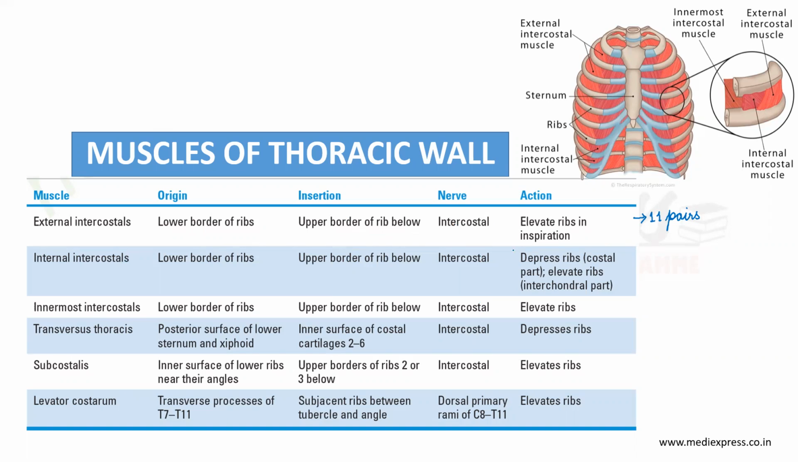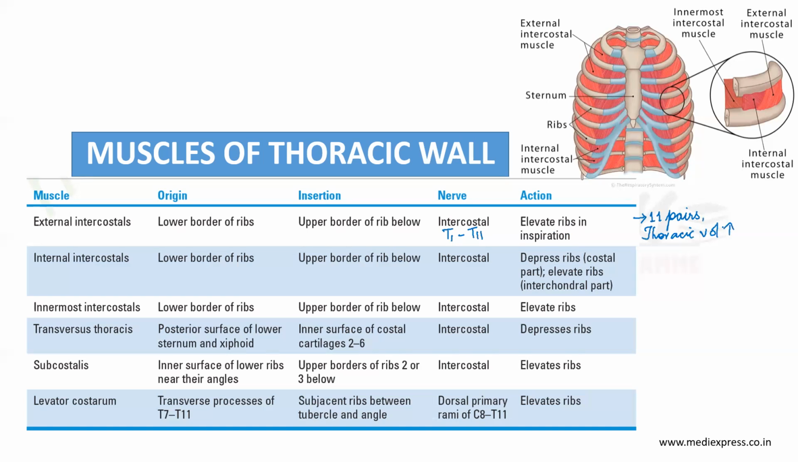And what is the action of the external intercostal muscle? That is to elevate the ribs in inspiration. Remember, elevating the rib in inspiration is the action of the external intercostal muscle. And when we talk about the nerve innervation, intercostal nerves, that is T1 to T11. Now, as it elevates the rib during inspiration, remember the thoracic volume also will increase during that time.